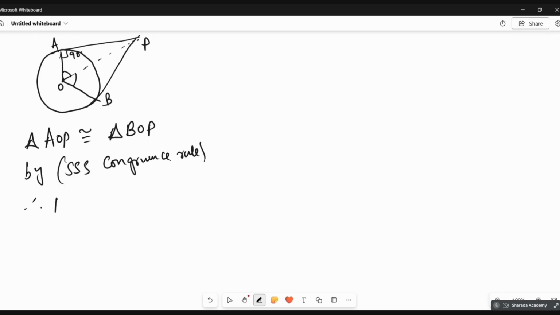Therefore, angle AOP is equal to angle BOP, that is equal to 100 by 2, that is 50.